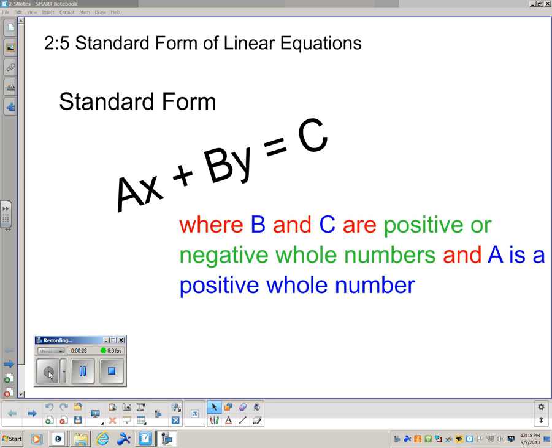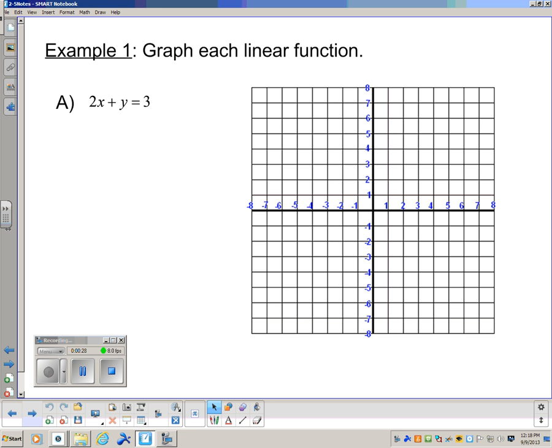So let's go ahead and review graphing one of these out. We're going to graph each linear function here. Remember, when it's in standard form, you can either put it in y equals mx plus b form and graph it out, or we can use the cover up method and find the x and the y intercepts to do that. So I'll show you in this case how to do both of these.